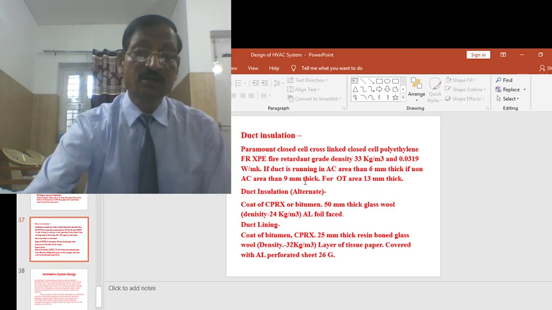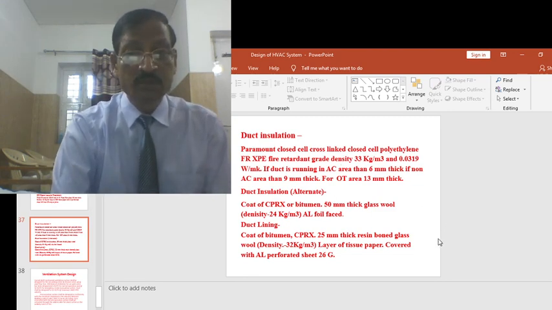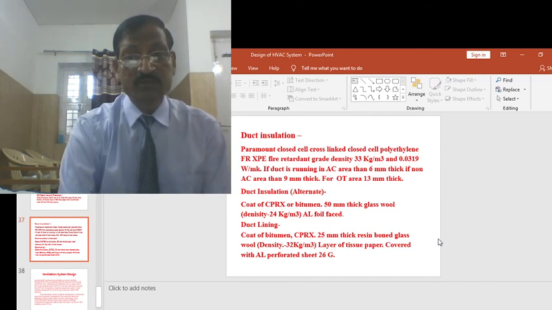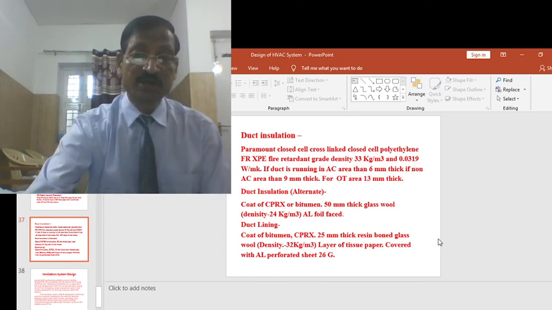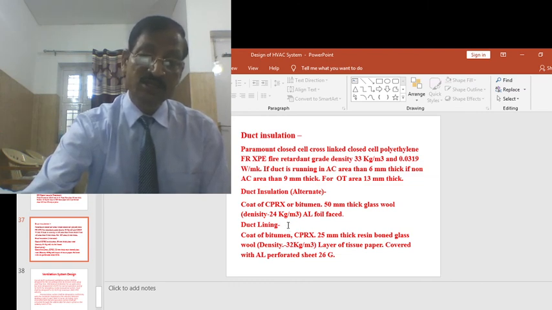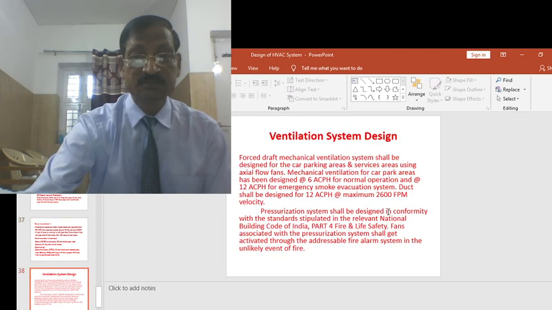Duct insulation. For duct insulation, nowadays we use Paramount closed cell cross-linked polyethylene, which is fire retardant, with a density of 33 kg per meter cube. Or we can use glass wool 50 mm thick of density 24 kg per meter cube, aluminum faced. We also use duct lining to reduce the noise level. Generally we use the duct lining at the duct pieces close to the fan. These are the processes of how we use the duct lining.